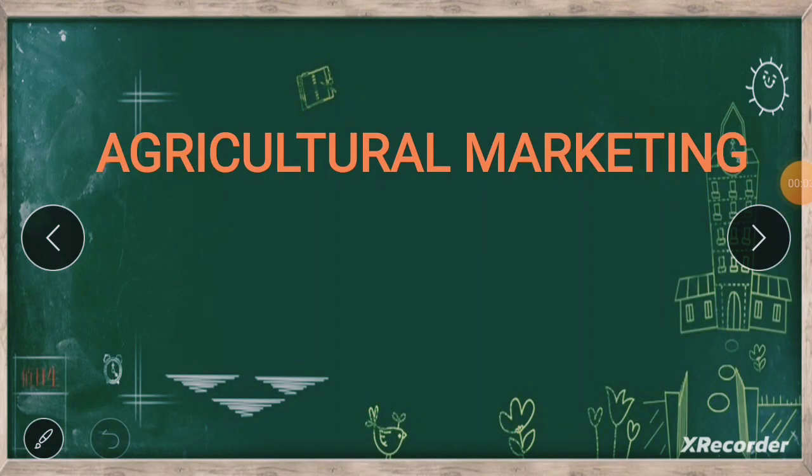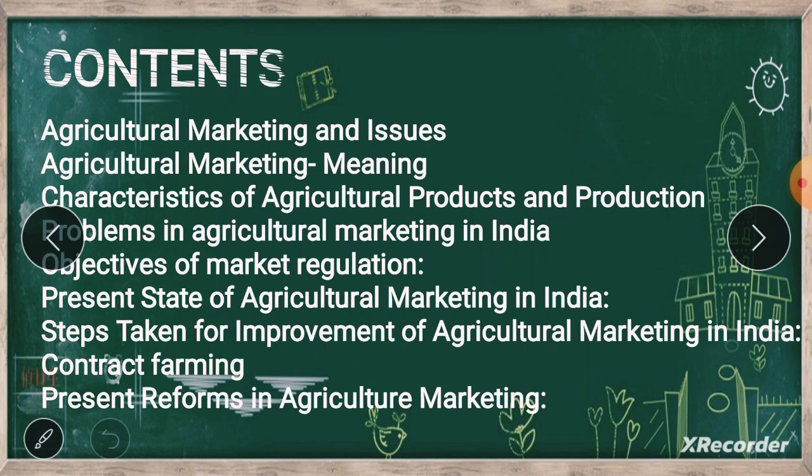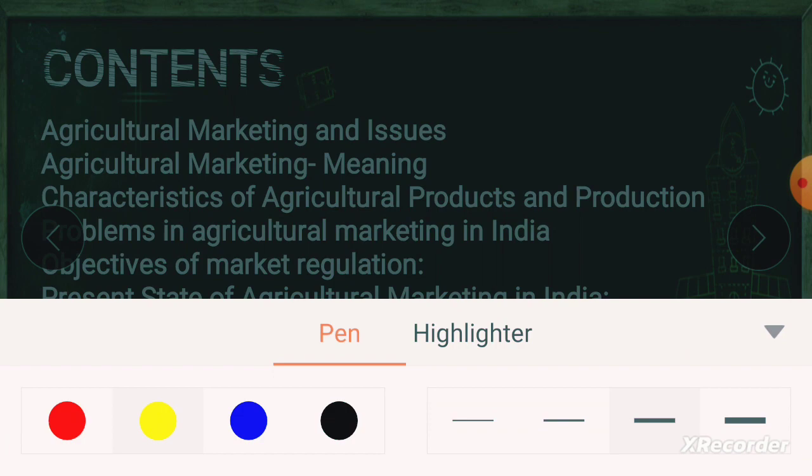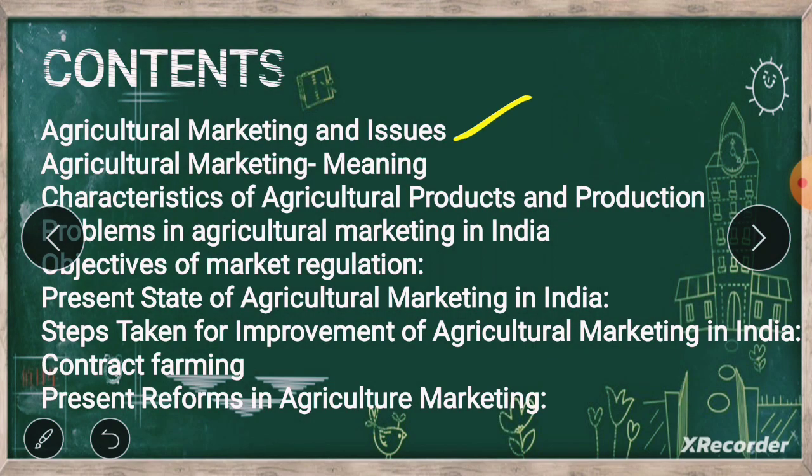So in this video we are going to see agriculture marketing. So these are the contents: agriculture marketing and issues. This is the name of our topic. In this video we will discuss agriculture marketing, meaning, characteristics of agriculture products and production. The remaining topics we will discuss in our next video.